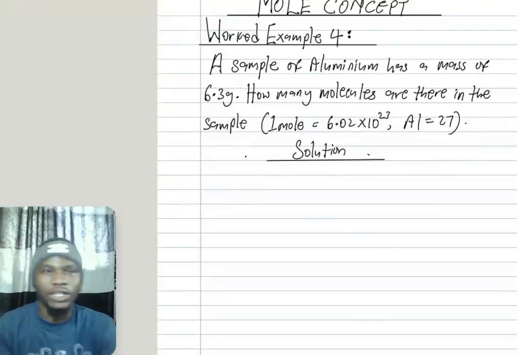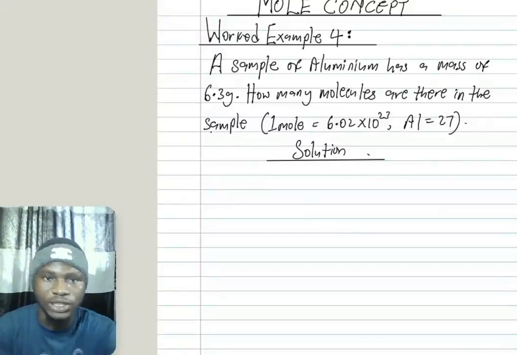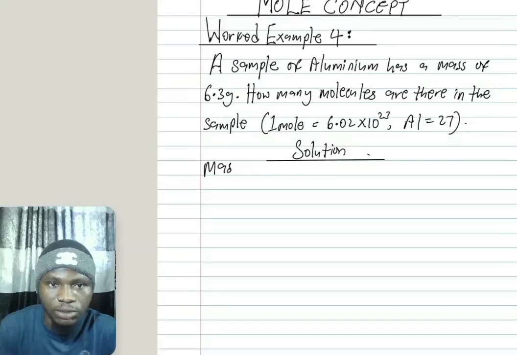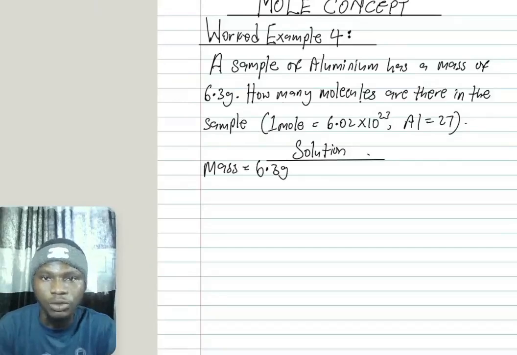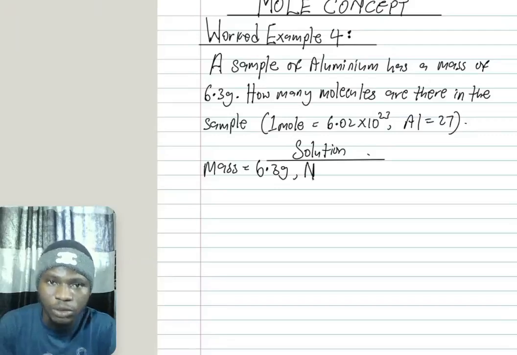Now let's look at worked example 4. A sample of aluminium has a mass of 6.3 gram. So the mass of aluminium that we have here is 6.3 gram. They ask how many molecules are there in this sample? So we are asked to find the number of molecules that are there.